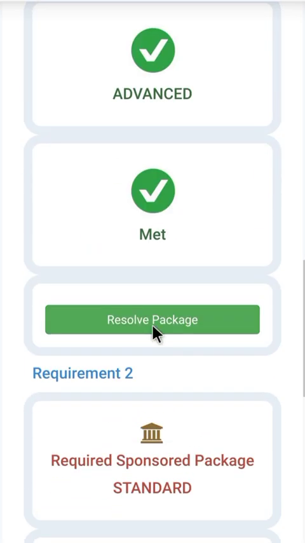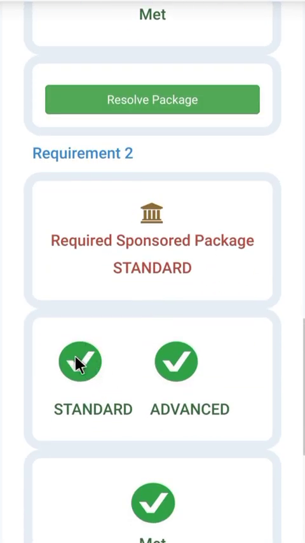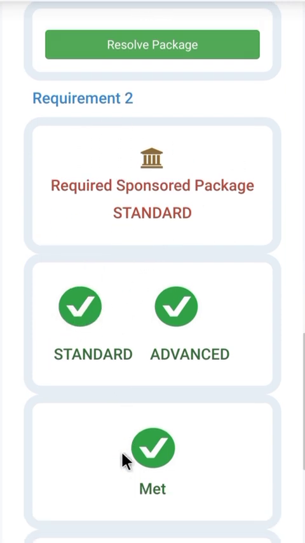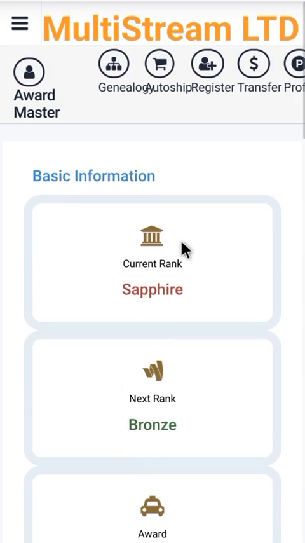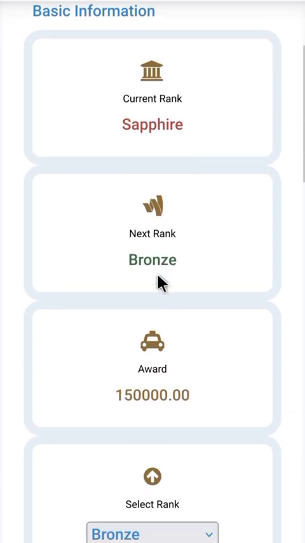Fine. So he did a standard registration, sponsored by this particular username. So requirement 2 was now met, and automatically the current rank that was none before changed to Sapphire. Now that he is on Sapphire, you can see the award master under the self-service environment will always update itself and let you know what you need to do next. As soon as that Sapphire dropped, you can see everything change.